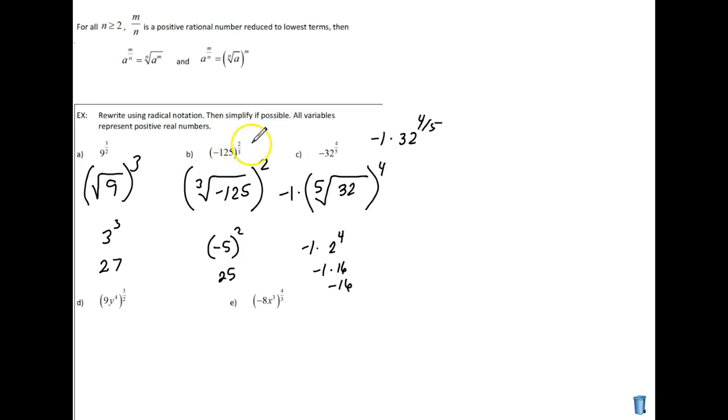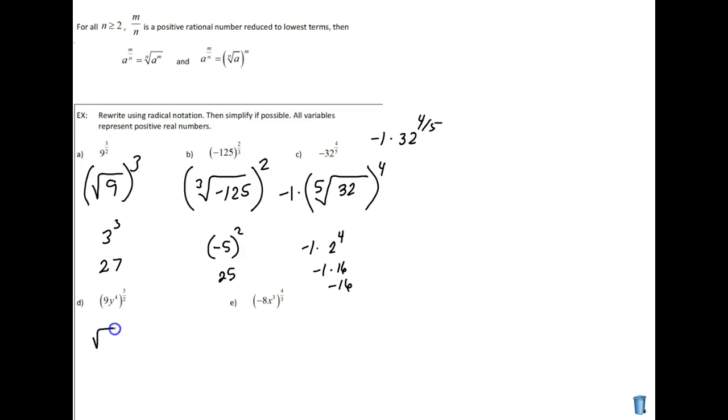You really have to be careful. Notice the difference here. This negative 125 is all in parentheses, so it all stays together. Whereas this negative here with the 32 is not in parentheses, so it's really negative 1 times the 32, which has the exponent. I'm sure we'll talk more about that as time goes on.